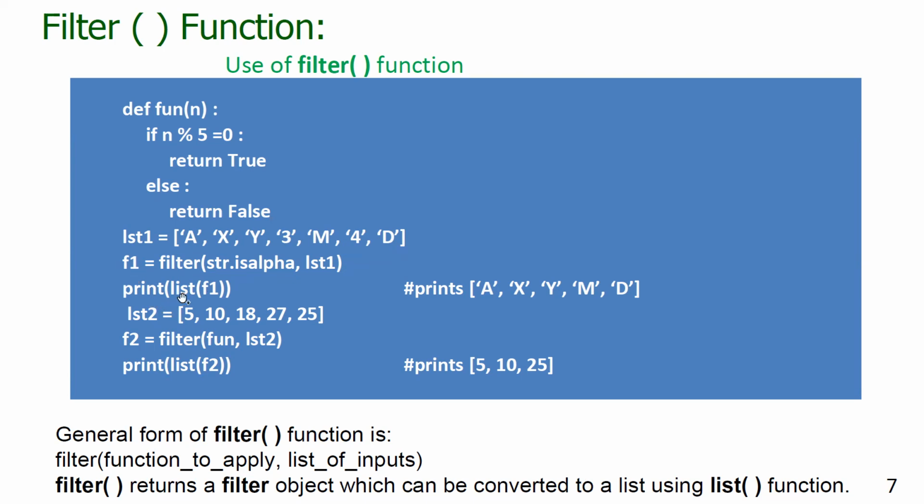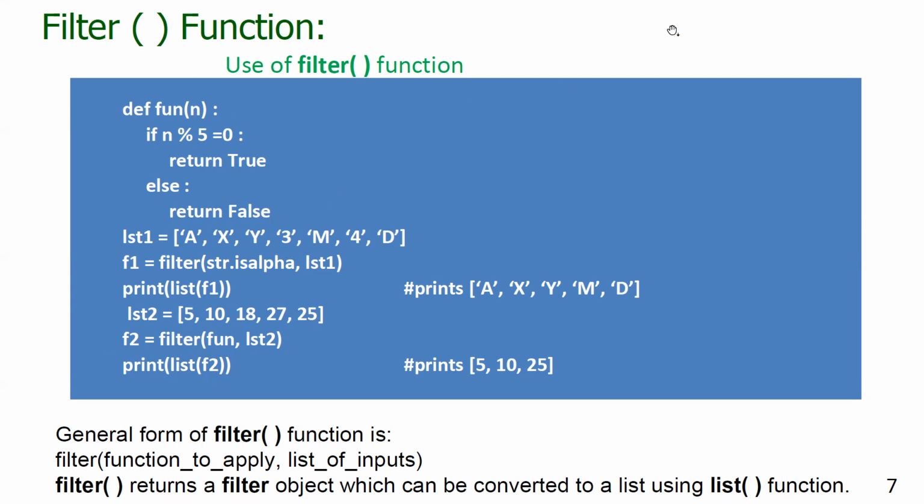Now we are printing list of F1. List 2 equal to 5, 10, 18, 27, 25. Now F2 equal to filter function, list 2. Here we are separating only the numbers which are divisible by 5, that is 5, 10, 25. So F2 equal to filter function comma lst2, and print list of F2. It will print only the numbers that are divisible by 5.